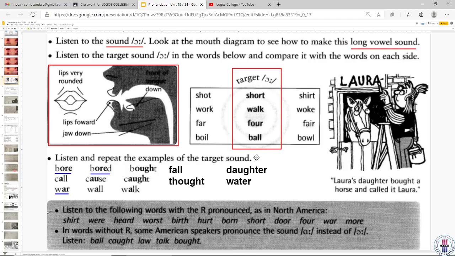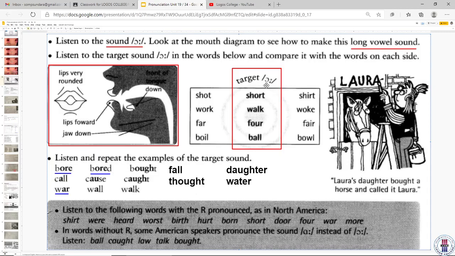Listen to these words right here. The ones I underline in blue are R-colored. Notice it has the letter R. The vowel sound is followed by the letter R. Now listen to the difference. Bore, bored, bought. Bore, bored, bought. All right, so this is the or, and this is the aw.